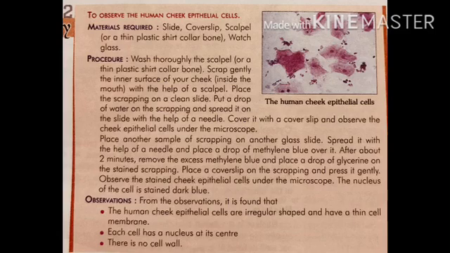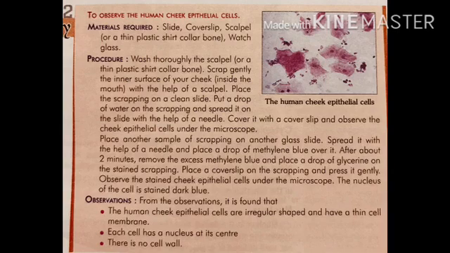Place that scraping on a clean slide. Put a drop of water on the scraping and spread it on the slide with the help of a needle. Cover it with a cover slip and observe the cheek epithelial cell under the microscope. Place another sample of scraping on another glass slide. Spread it with the help of a needle and place a drop of methylene blue over it. After about 2 minutes, remove the excess methylene blue and place a drop of glycerine on the stained scraping.